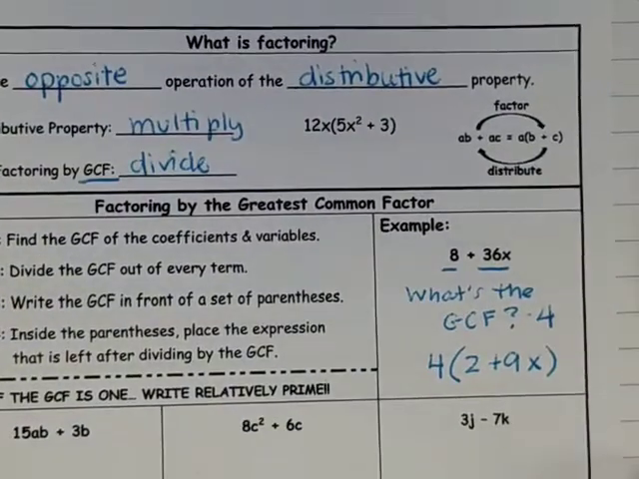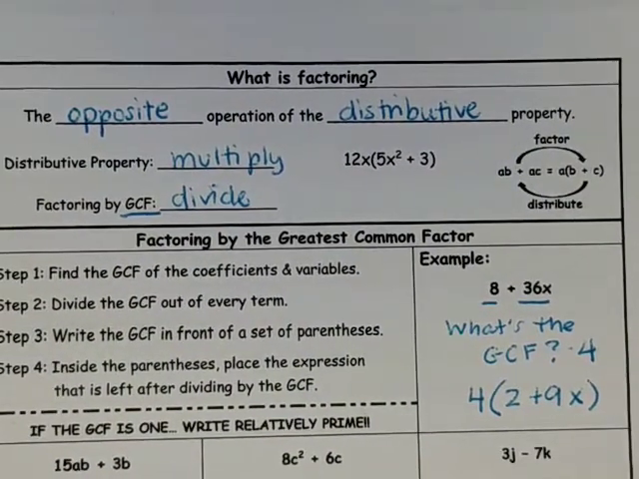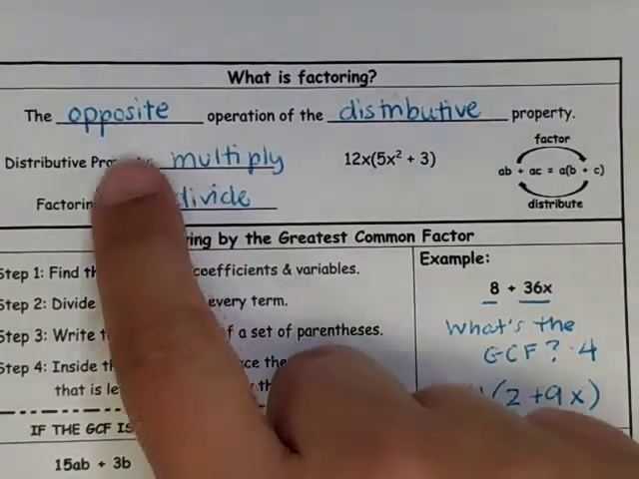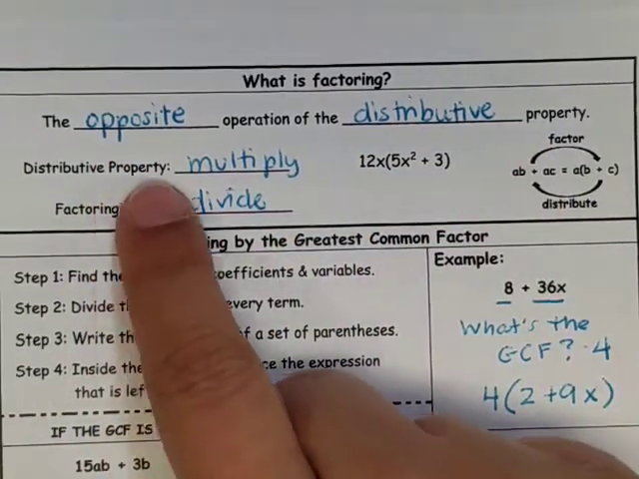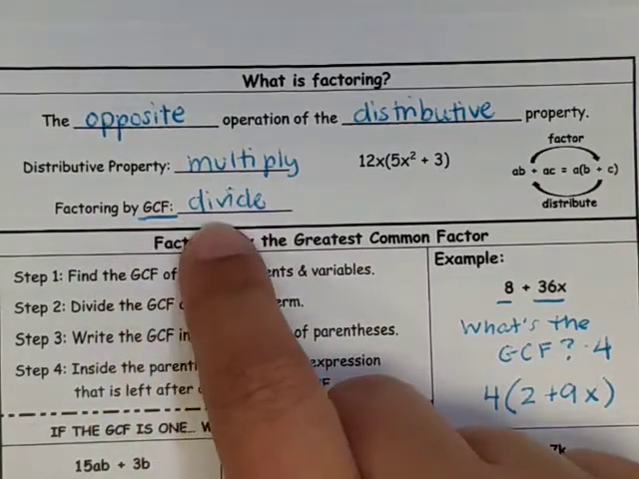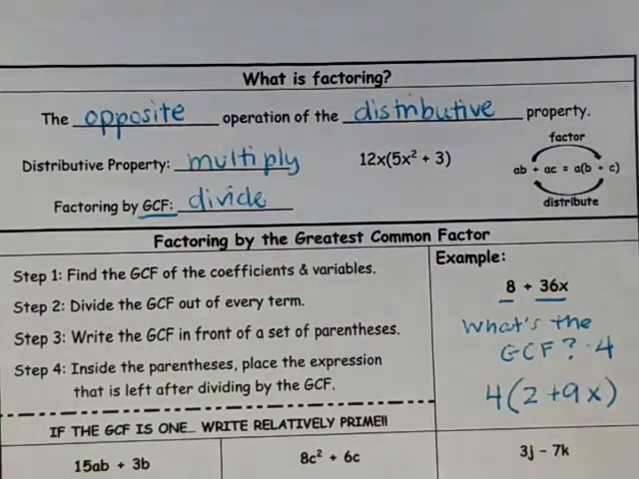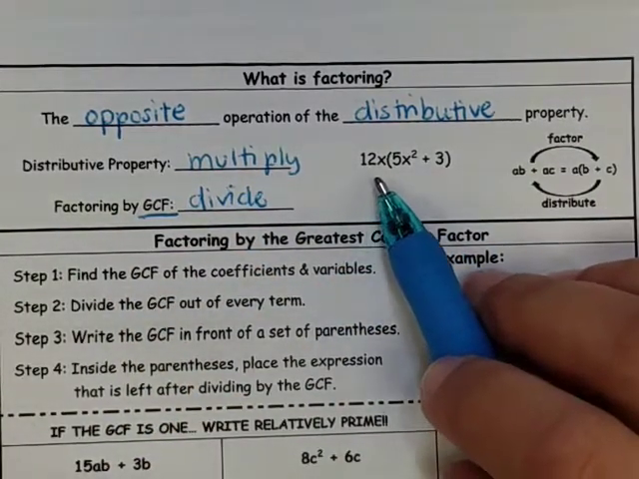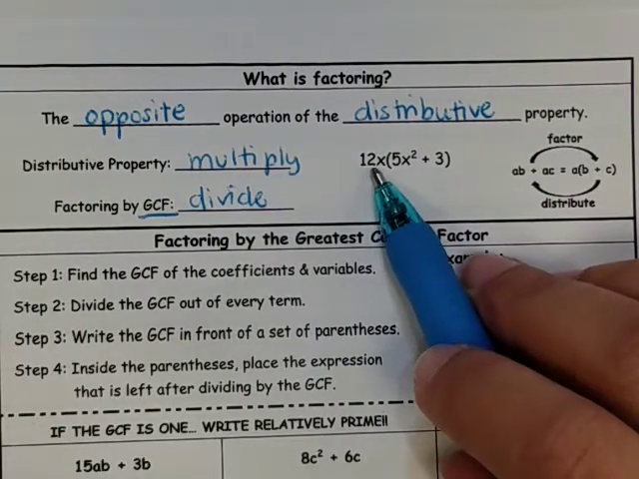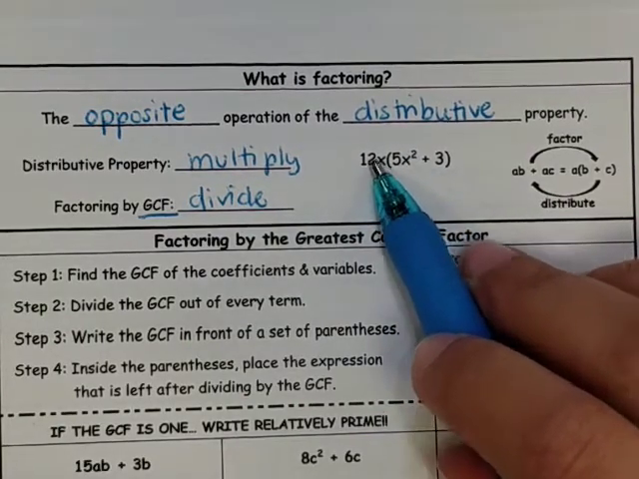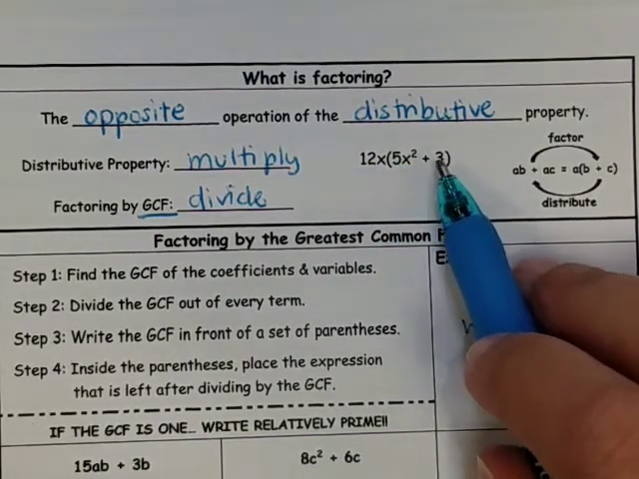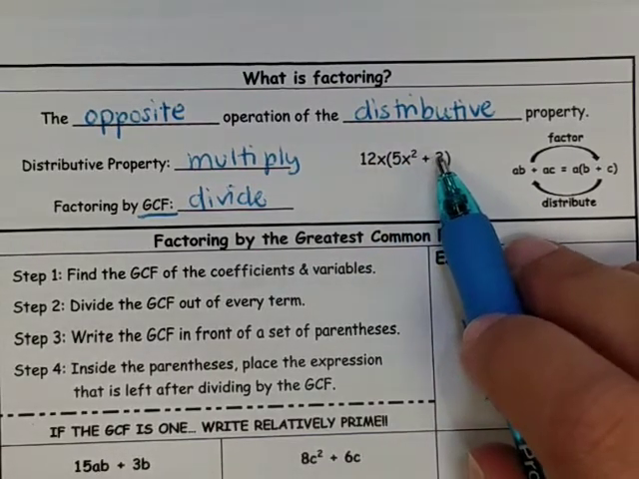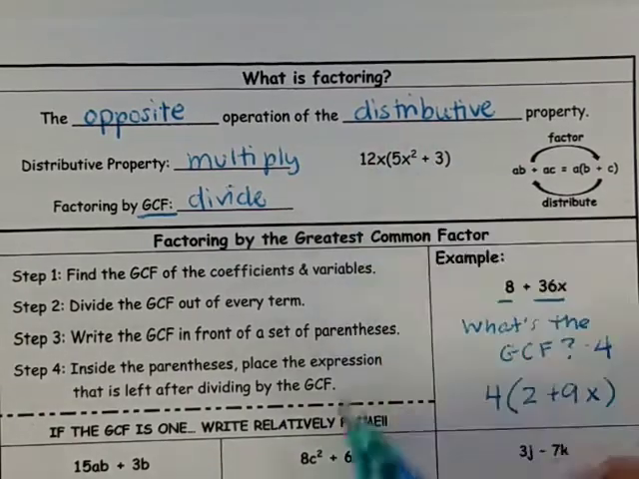So let's talk about the actual definition of factoring. Factoring is just the opposite operation of the distributive property. To distribute means to multiply. To factor by GCF just simply means to divide, to take out. So if I go right here, 12x times 5x squared plus 3, if I distribute that out, and then I take it and factor it back, I'll end up factoring the 12x back out.